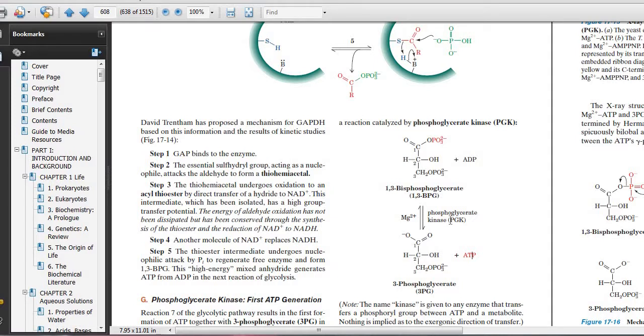Okay. So whenever we are transferring a phosphate group from ATP to a metabolite, or from a metabolite to ADP to generate ATP, the enzyme will be a kinase. So a kinase is a type of enzyme that transfers a phosphoryl group between ATP and a metabolite. Because the substrate is 1,3-bisphosphoglycerate, the name of the enzyme is phosphoglycerate kinase, and it requires magnesium ion. Magnesium is always required wherever you are using ADP or ATP.